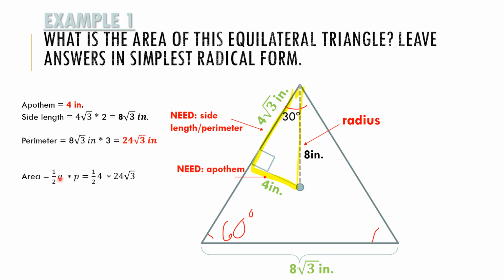So my area is 1/2 apothem times perimeter. And remember, you don't have to write out this formula to show your work, but I like to do it every time. So it's 1/2, my apothem is 4, perimeter is 24 square root of 3, and I just go through and simplify. So half of 4 is 2 times 24 square root of 3, and then 2 times 24, just those whole integer numbers, is going to be 48 square root of 3 inches squared. And remember that we're leaving it in simplest radical form, so we don't really touch that square root of 3, we just leave it alone.